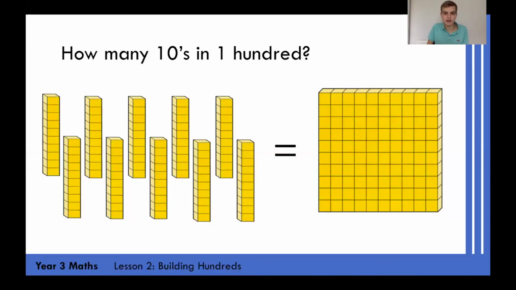And also, if we look at this 100 here, if we break that down into ones, there would be 100 ones in 100, because if I counted them all, it'd take a long time. 1, 2, 3, 4, 5, 6, 7, 8, 9, 10, 11, 12, 13. If I counted all of those ones, I would get to 100. So in 100, there are 10 lots of 10 or 100 lots of 1.